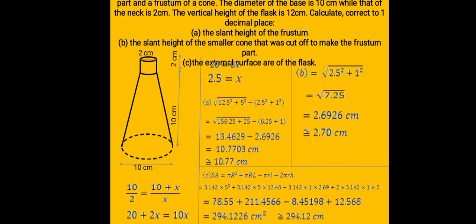Now lastly, let's find the surface area of the flask. We shall find it by taking pi r squared plus pi RL minus pi rl plus 2 pi R H. Now, equating those values, the values for what I have named, we find the surface area to be 294.12 centimeters squared.